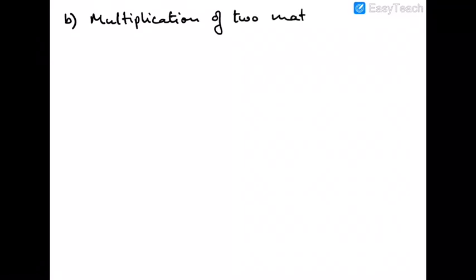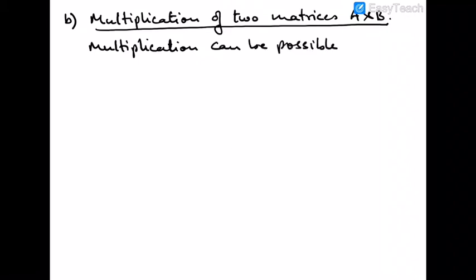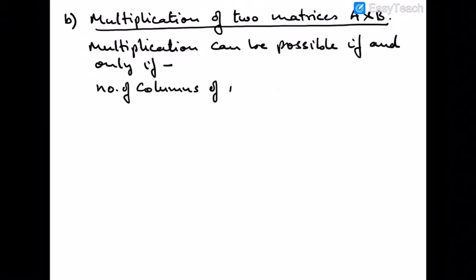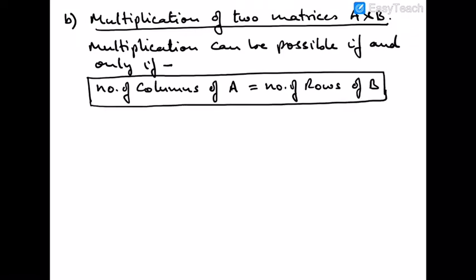Now let's do matrix multiplication. For multiplication of two matrices, the number of columns of A should be equal to the number of rows of B. Then only multiplication is possible. So if the number of columns of A is equal to the number of rows of B, then only we can do multiplication. Now let matrix A equal 2, 0, 1 and 3, 1, 2 and matrix B equal 2, 0, 1, 1, 1, 3.